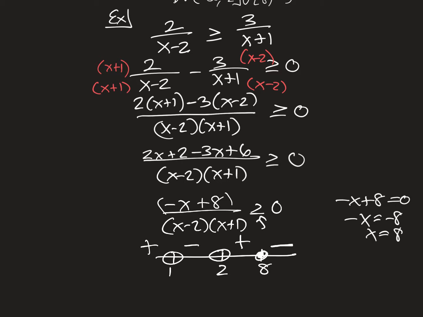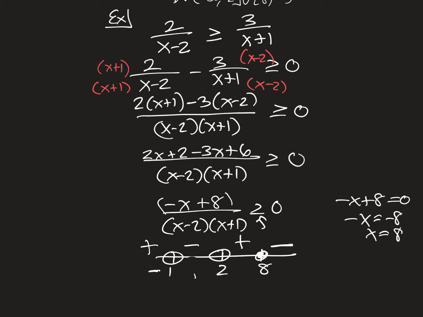This one's a little bit weird, so maybe I'll double check by testing 0. If I put in 0, which is in between the two, this is -1, sorry. I am going to get 8 over (-2)(1), which is indeed negative. So that just makes me feel better that I did this.